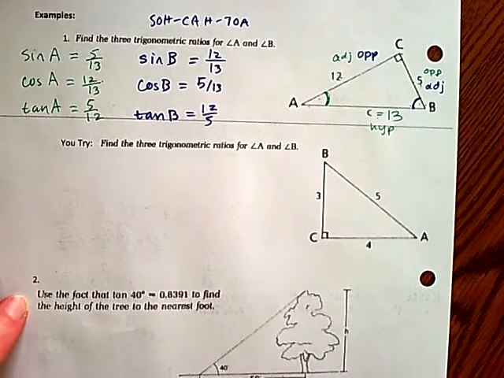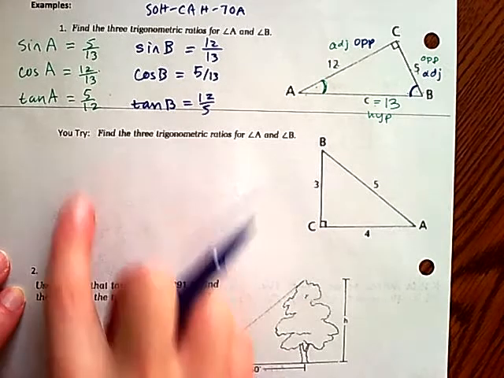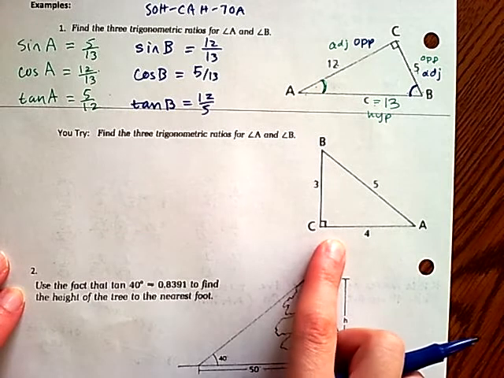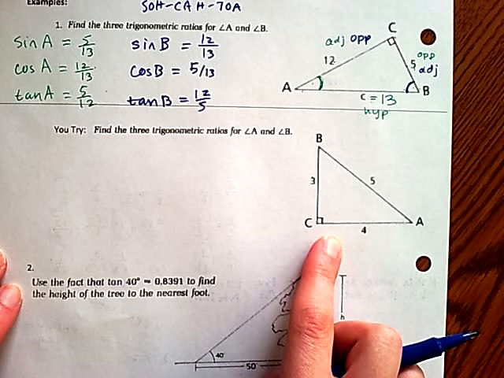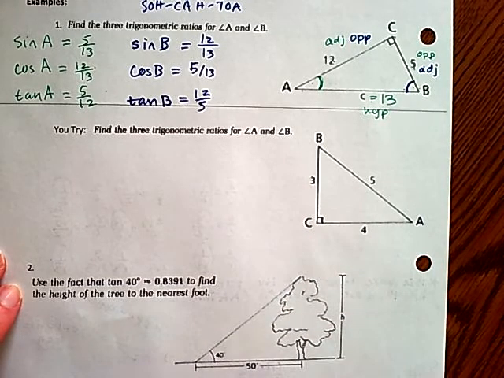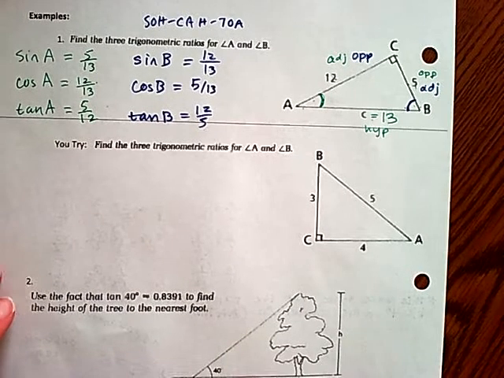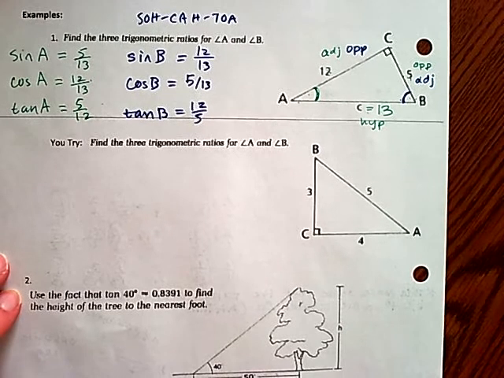Okay, so at this point in time, I'd like you to pause the video and see if you can do the exact same thing for this different triangle. Can you come up with all the trig ratios for angle A and for angle B? Remember that the thing to be most careful about is what's your opposite side and what's your adjacent side.